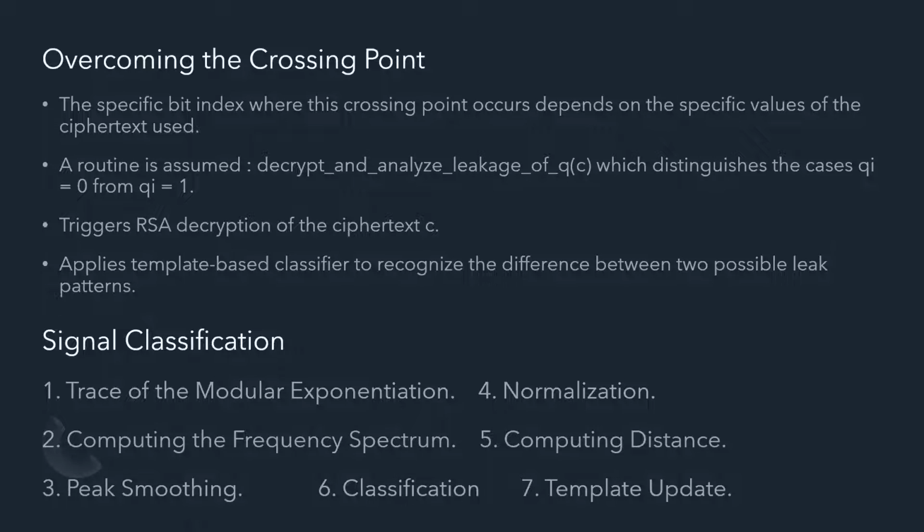We also assume that this routine generates new templates for 0 valued and 1 valued bits upon switching from gi1 and gi0 and back. So signal classification is done in 7 stages, which include trace of modular exponentiation, computing the frequency spectrum, peak smoothing, normalization, computing distance, classification, and template update.